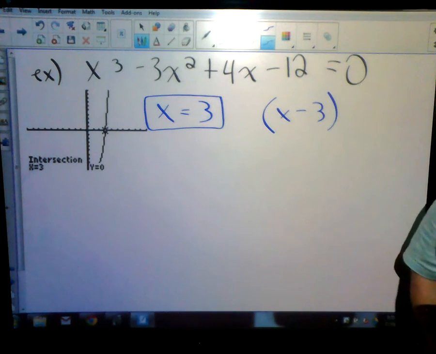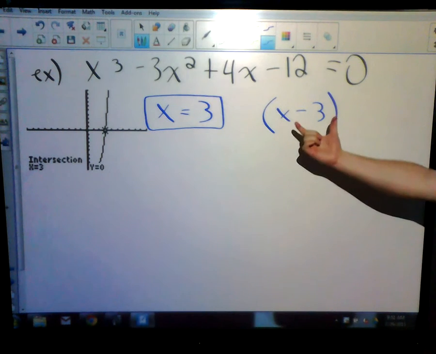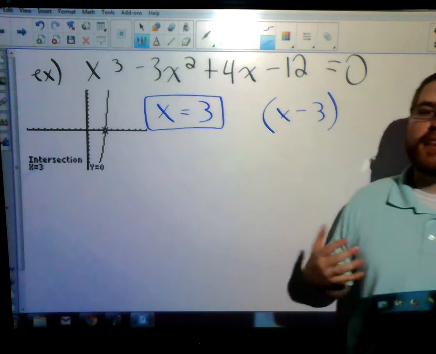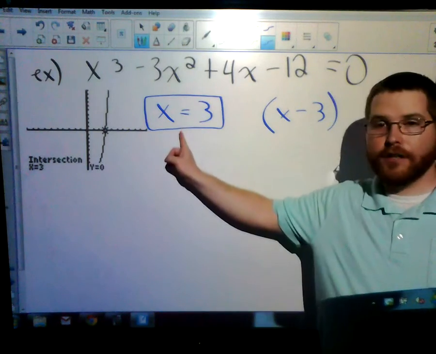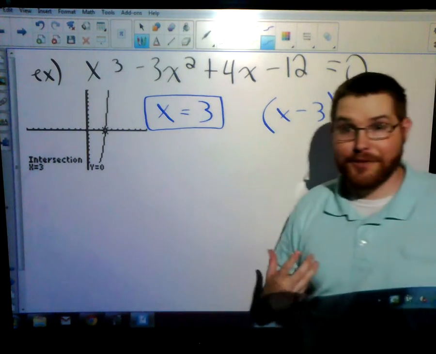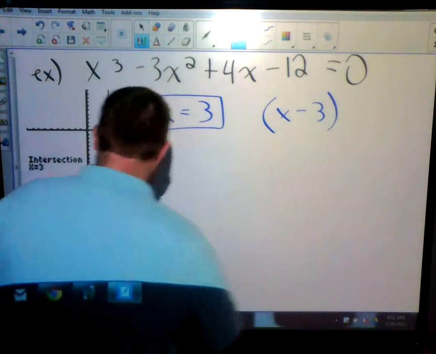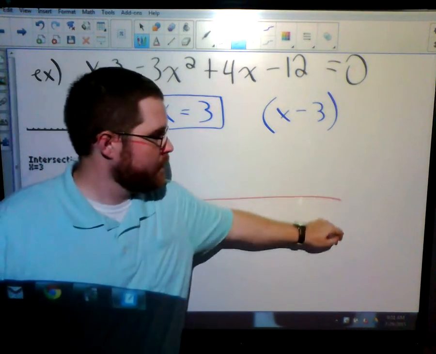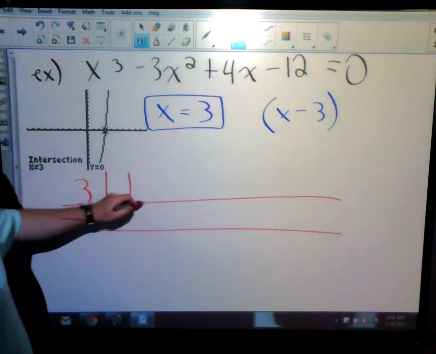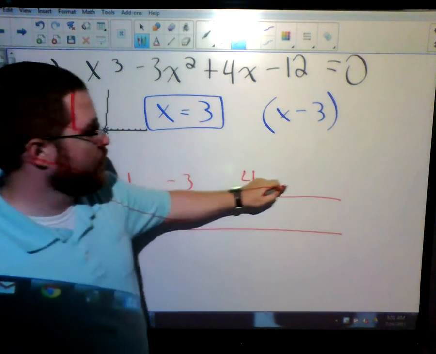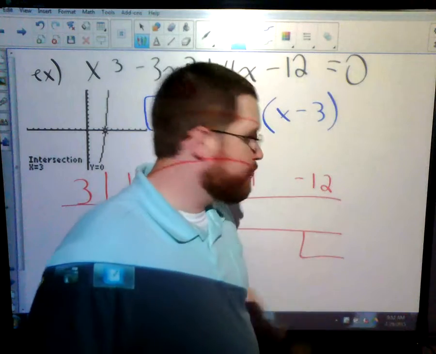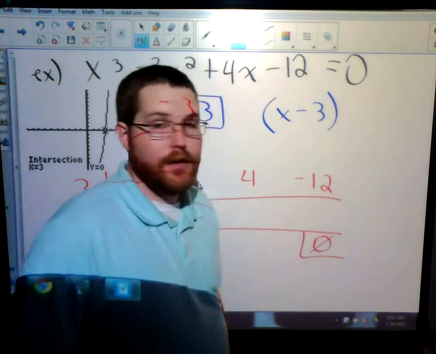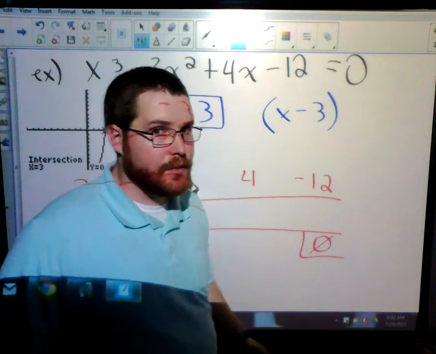Now I need to divide. I can divide with long division, x minus 3 into this, or I can divide with synthetic division, where I use the 0 of 3. I'm going to use synthetic division because it's much faster. So I'm going to put a 3 here, and I'm going to put the problem, 1, negative 3, 4, and negative 12. Before I even start this, I know what my remainder is going to be. It better be 0. If it's not, I've messed up somewhere.